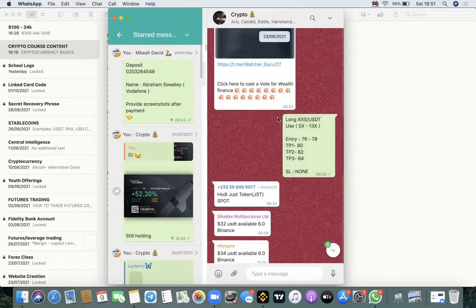Okay, all right. So long AXS slash USDT, meaning entries 76, 78, meaning you can enter within these numbers. And TP means take profit. So we will check it on my Binance screen again. Take profit at 80 market price, take profit at 82, TP3 84, SL none.